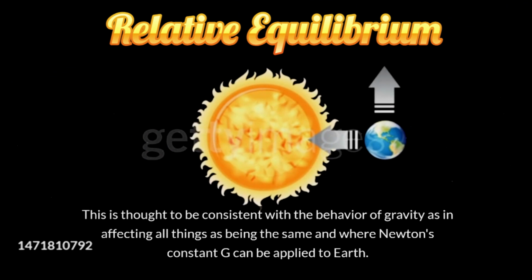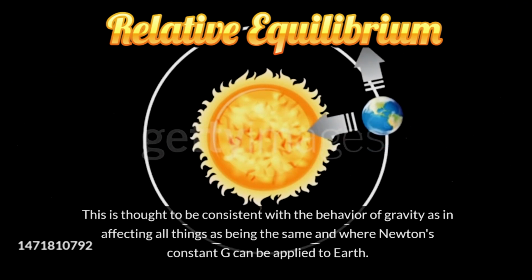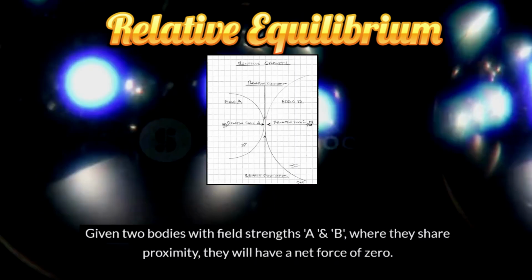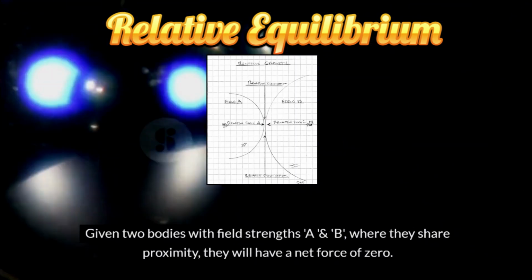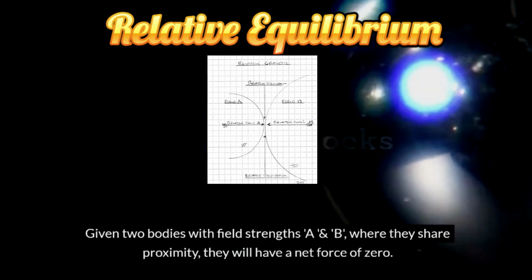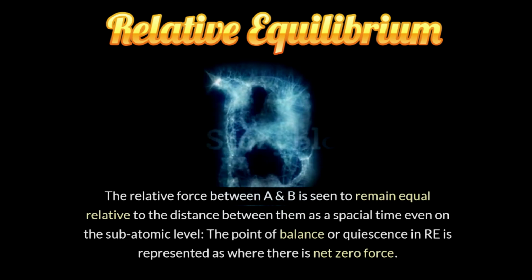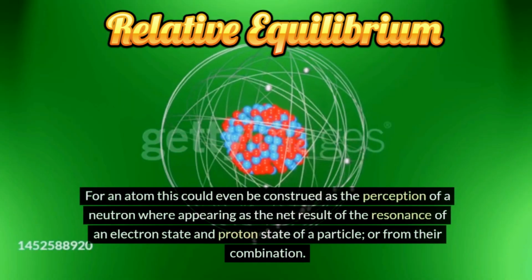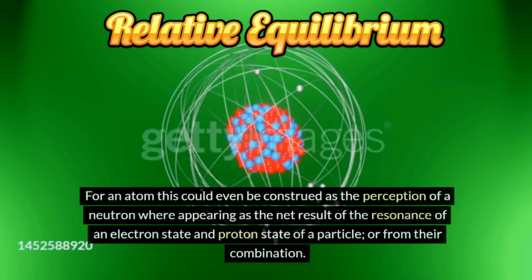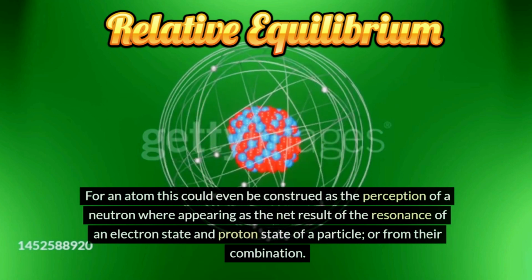Given two bodies with field strengths A and B, where they share proximity, they will have a net force of zero. The relative force between A and B is seen to remain equal relative to the distance between them as a spatial time, even on the subatomic level. The point of balance or quiescence in Re is represented as where there is net zero force. For an atom this could even be construed as the perception of a neutron, appearing as the net result of the resonance of an electron state and proton state of a particle, or from their combination.